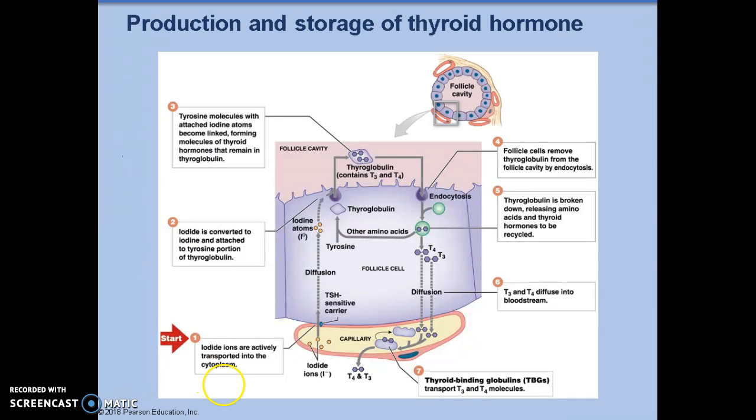And here's the whole thing. Basically, the iodine enters from our bloodstream and it's converted to the hormones that are then released into the bloodstream, T3 and T4.